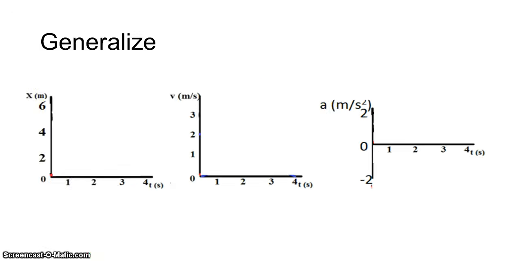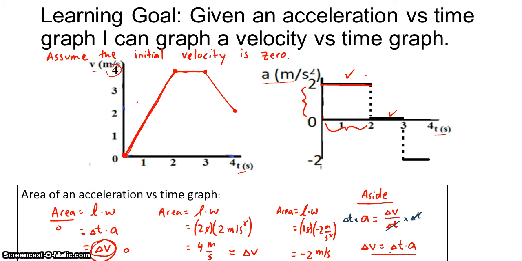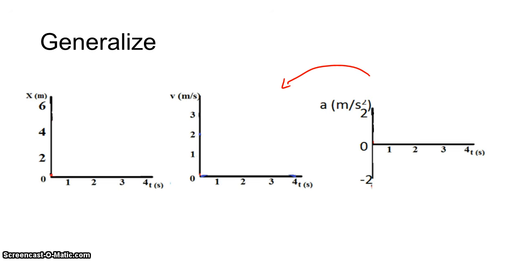So to generalize what we talked about, what we just did today was go from acceleration to velocity, right? Given an acceleration time graph, I can graph a velocity versus time graph. And we found that if we took the area of our acceleration graph, that gave us our change in velocity. So if I want to go from this graph to this graph, first I need to find my area.